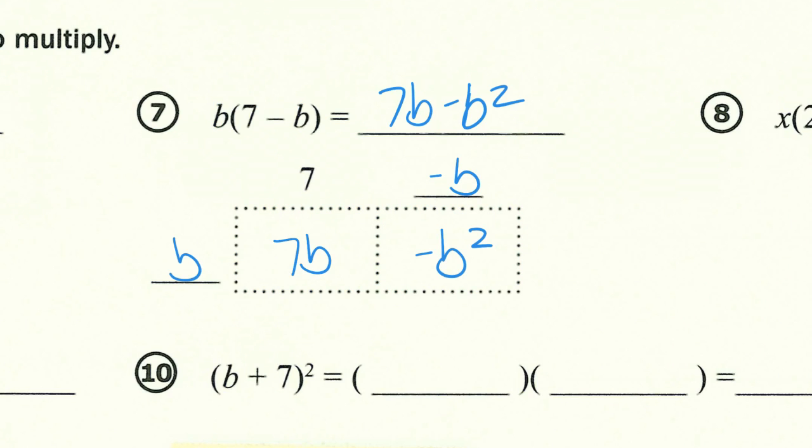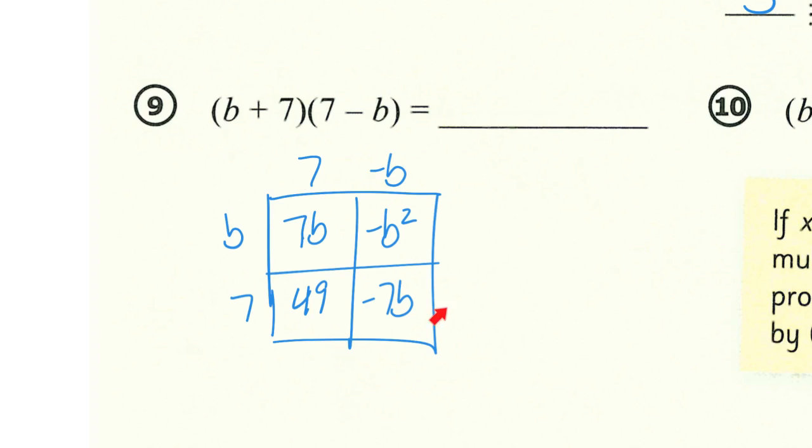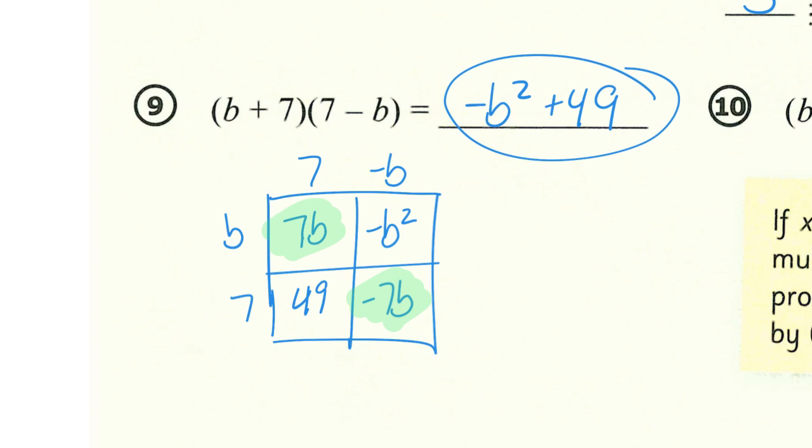In number 7, we see that b squared come up again. We have 7b and then minus b squared, because we have a negative times a positive. And so there's our final answer. Here's my area model when I multiply, and I do see some like terms here with 7b and negative 7b. Now 7b minus 7b is just going to be 0. So my final answer is going to be negative b squared plus 49, and that's it.